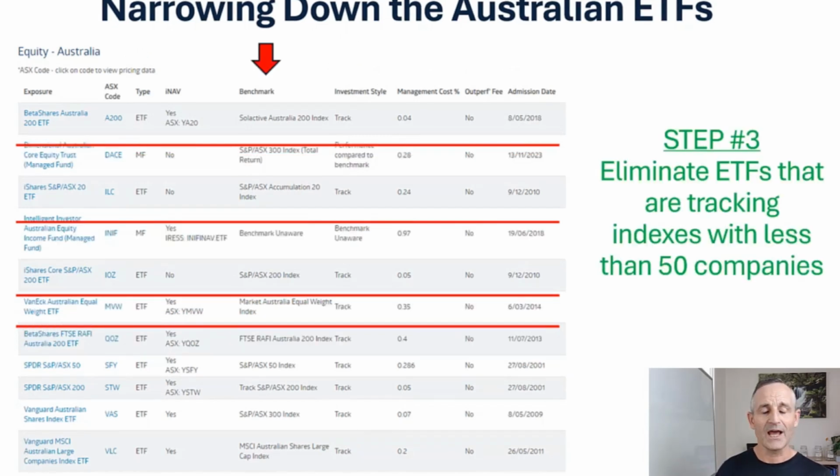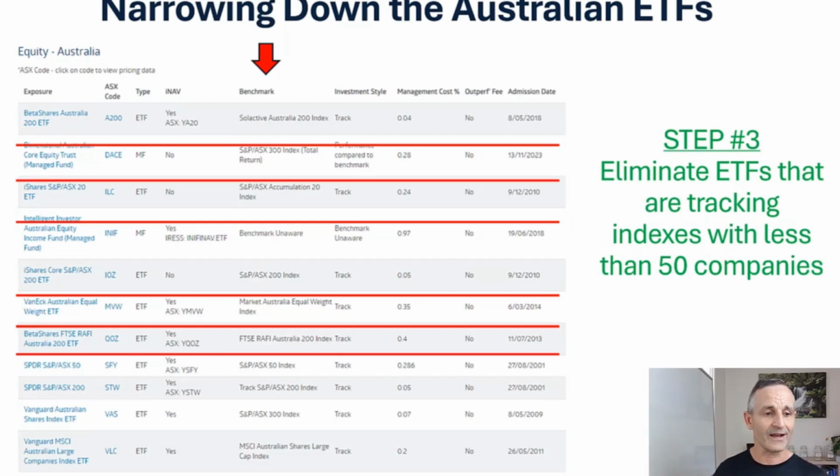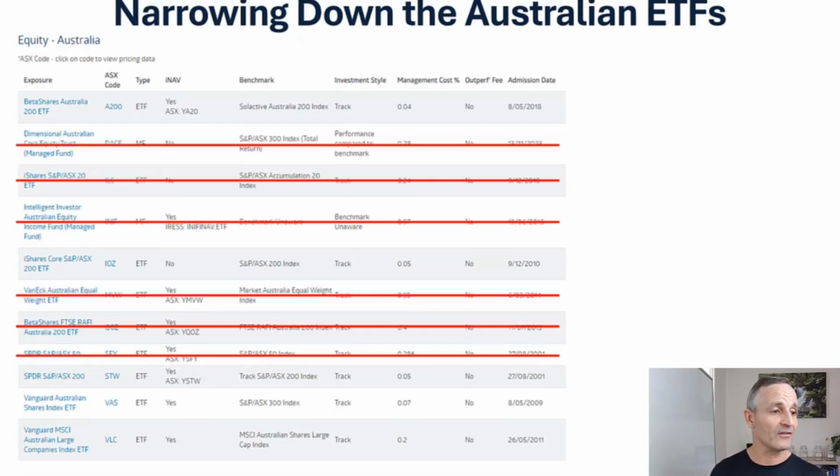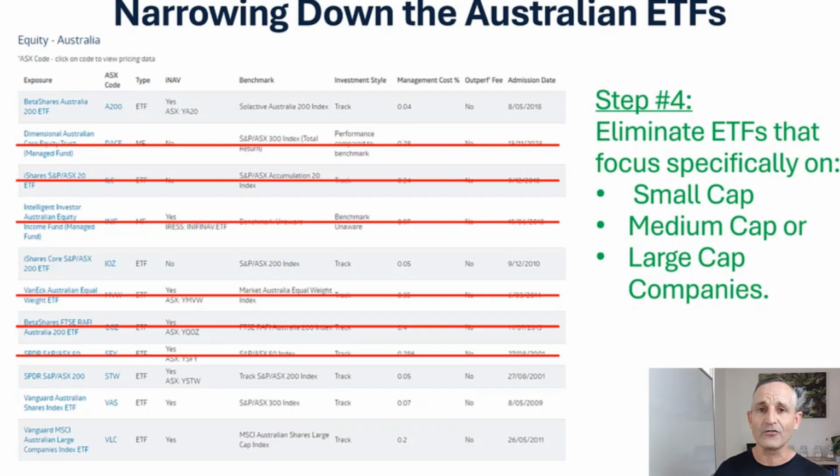Next step then, eliminate anything that doesn't track or the indexes have less than 50 companies in them. So that takes out a couple there. And then the last step in this process is to remove anything that refers to small cap, mid cap, big cap companies, because we don't want to be picky and choosy. We want indexes that will include everything.